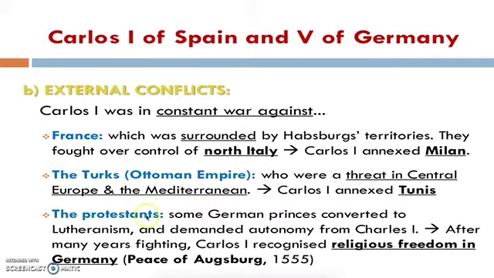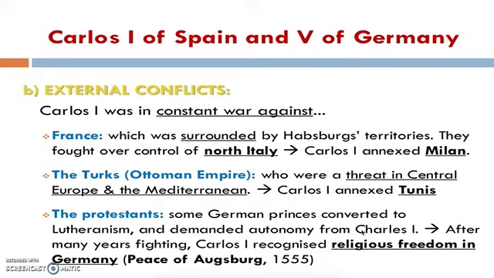In the case of the Protestants, we have to take into account that Charles I was the Fifth of Germany because he was the German emperor. He had many princes, and he was supposed to be their king. They first converted to Lutheranism and later demanded autonomy from the emperor. He didn't accept that, and they were fighting for many years.